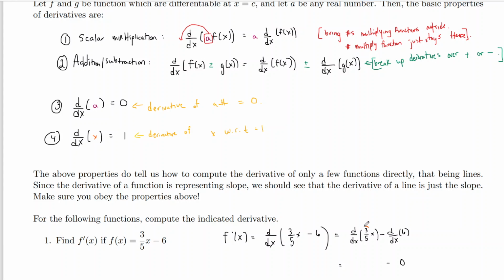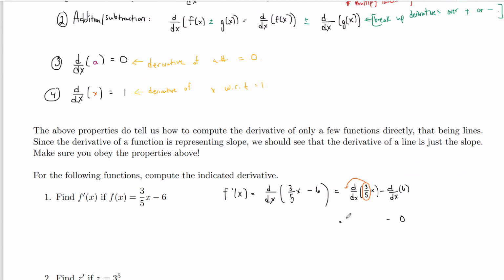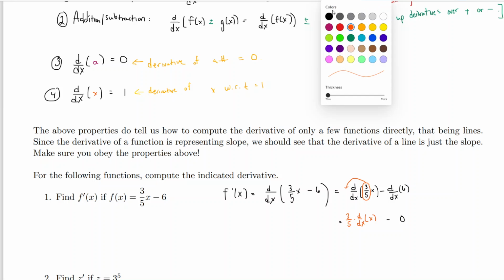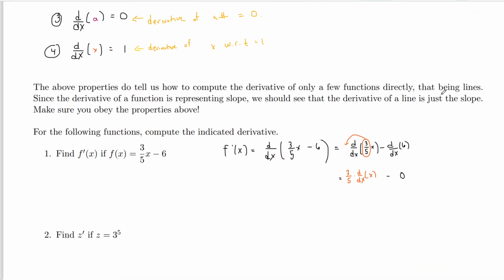Rule 1 tells us we can take the number multiplying our function, which is just x, and move it out front. And when we do that, we get 3/5 times d over dx, the derivative, and now the only thing inside is x. And what can we do from here? Now we can apply our rules. The 3/5 is just a number. It's not inside the derivative, so it just sticks around.